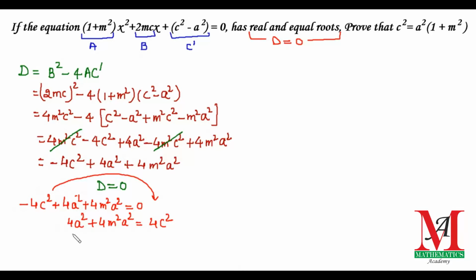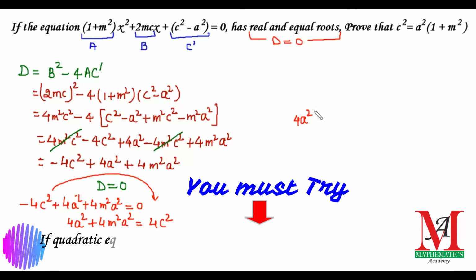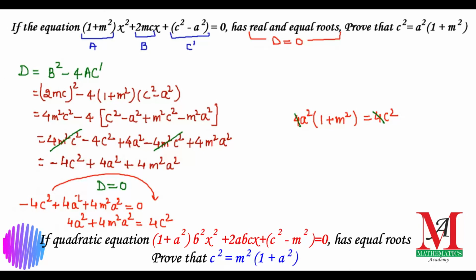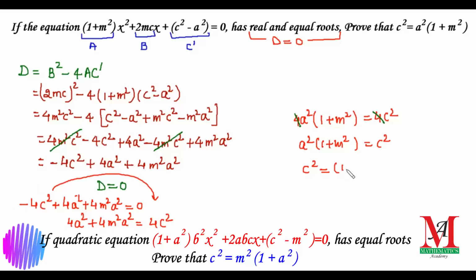Now we see here that on the left hand side we may take the common factor 4a square. After taking the common 4a square on the left hand side, we are left with 1 plus m square, that is equal to 4 times c square. As 4 is on the left as well as 4 on the right, they cancel with each other, and the result we are left with is a square times 1 plus m square is equal to c square, or it may be rewritten as c square equals a square times 1 plus m square.